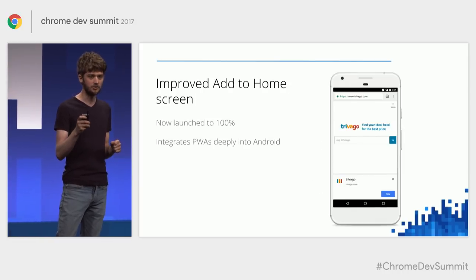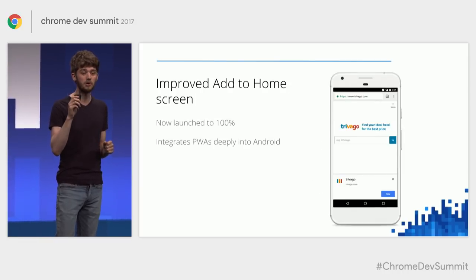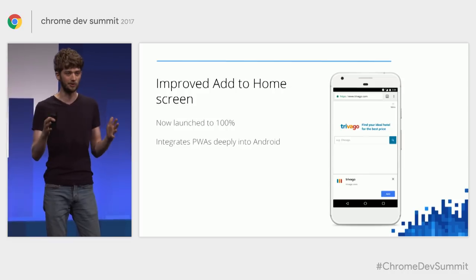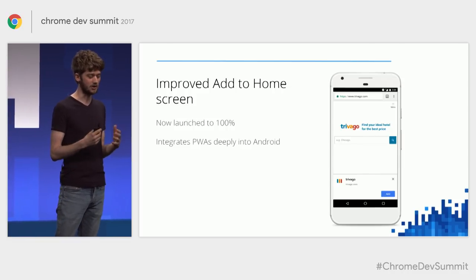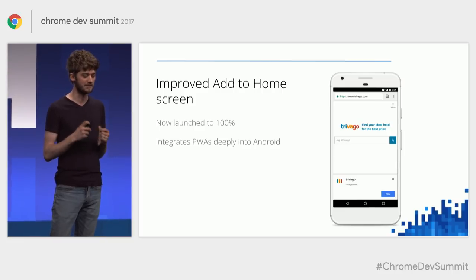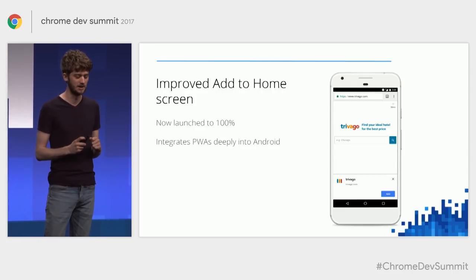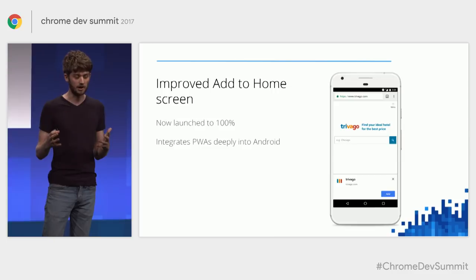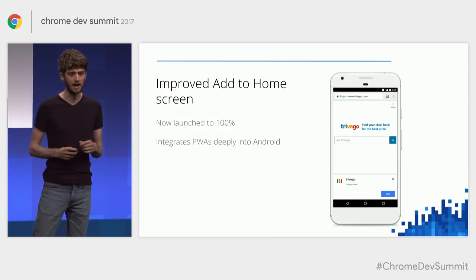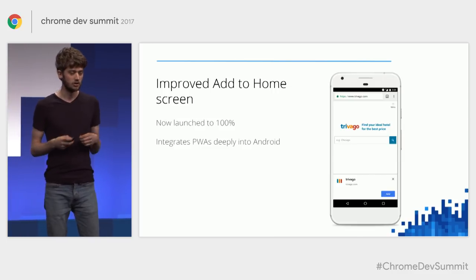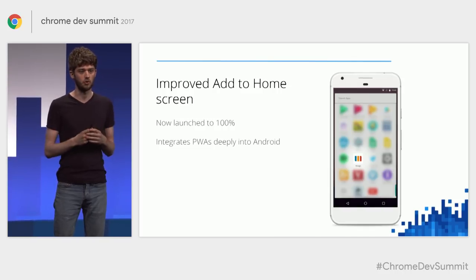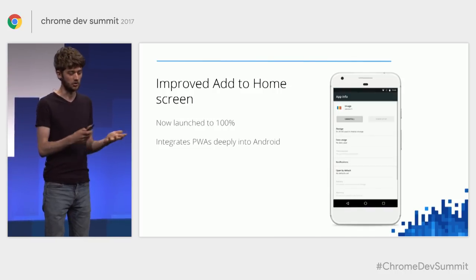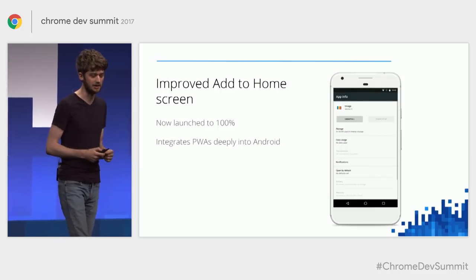So I'm excited to share with you that today, what we call improved Add to Home Screen is now launched to 100% of Chrome for Android users. So improved Add to Home Screen integrates progressive web apps deeply into Android. So here you can see Trivago, and you can see an Add to Home Screen banner. And when I tap Add, not only do I get an icon on my home screen, but it shows up in my All Apps drawer, just like any other app. It shows up in the Android system, just like any other app.